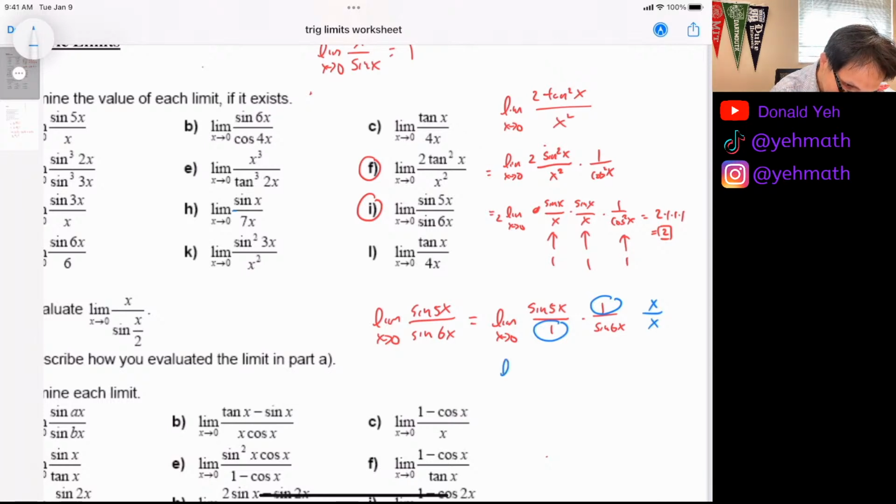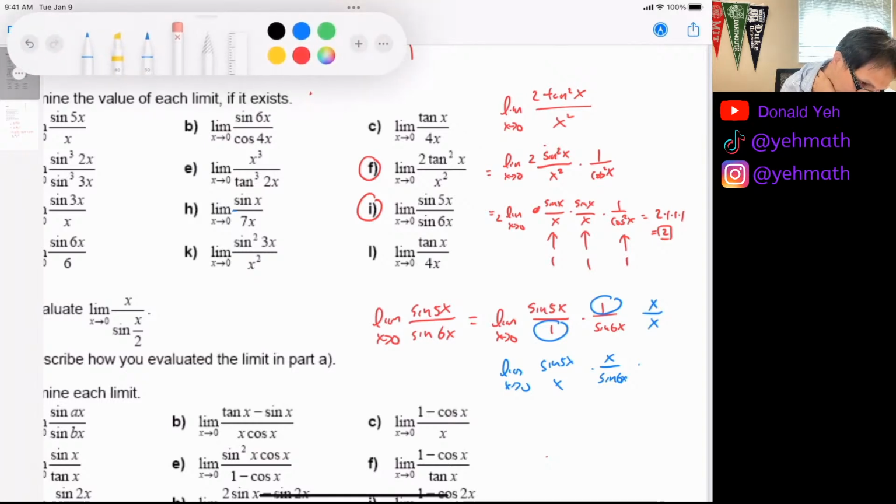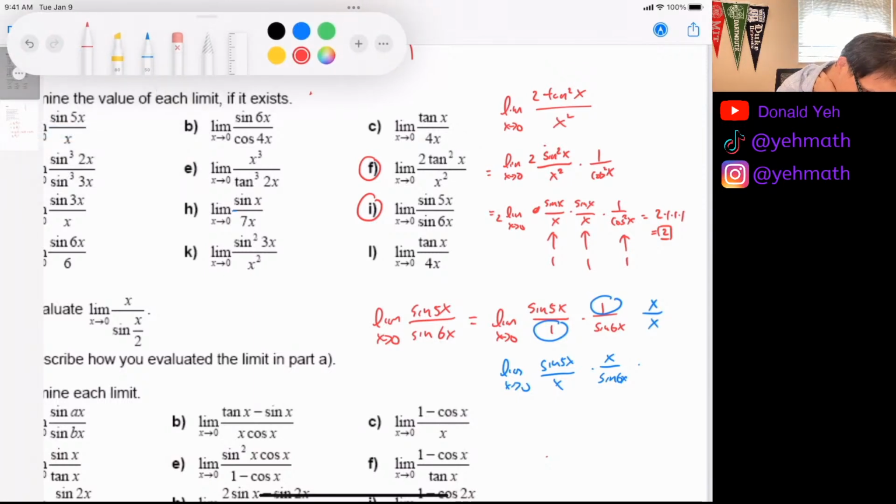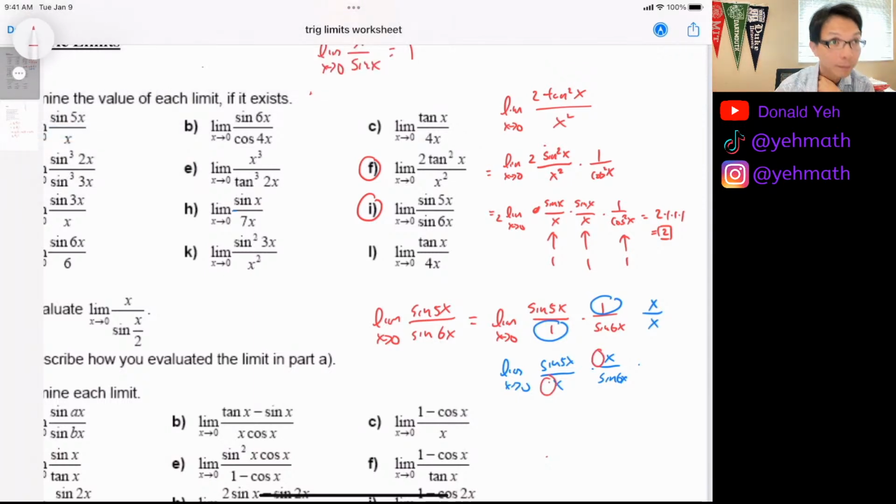So now we can have the limit as x approaches 0 of sine of 5x over x, times x over sine of 6x. Now what do I need here? What do I need here in terms of the first thing, and what do I need here? I need a 5 on one side, right? I need a 6 on the numerator, right? Can that happen? Yeah. I can multiply by 5 over 5 and 6 over 6. Why? Just because I can.